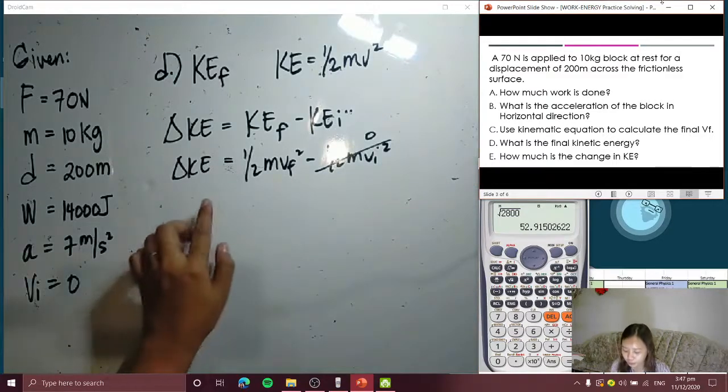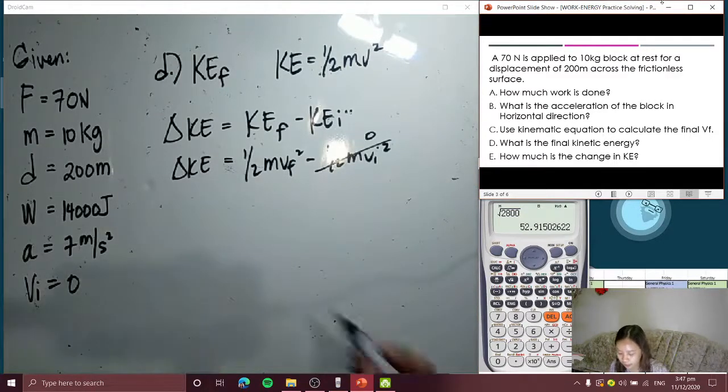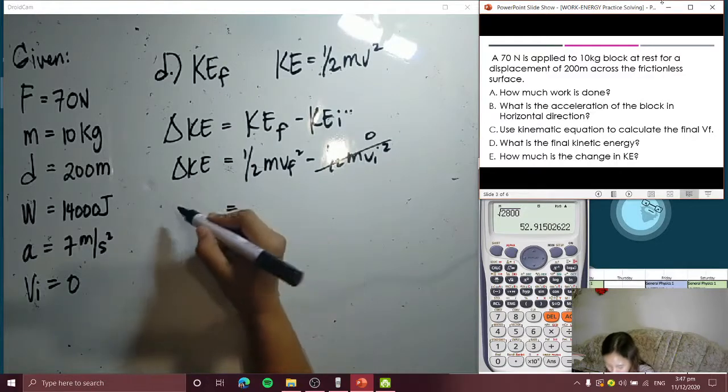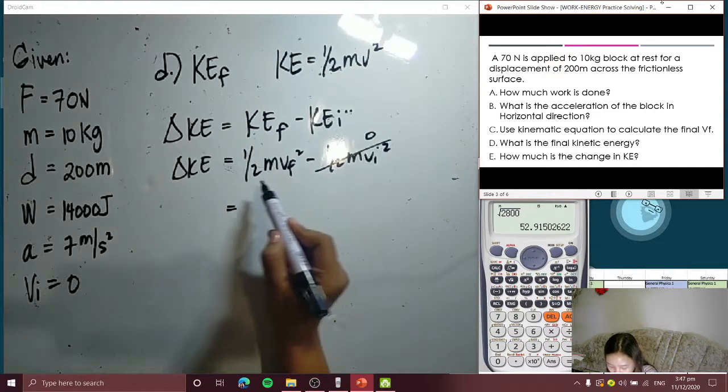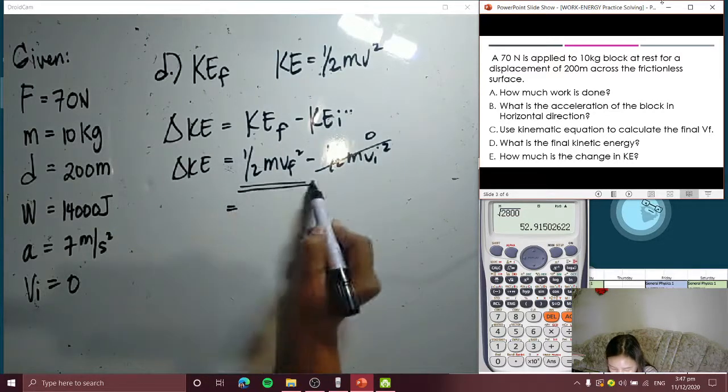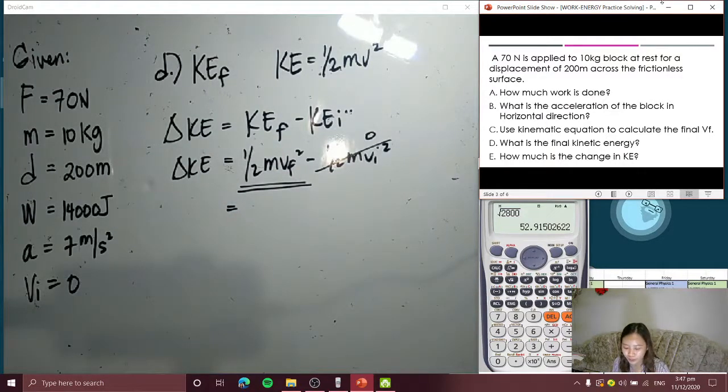So how can we determine the change in KE? So, let us have here, how can we determine our KE final? So, we get the KE final. This is the equation that we will always use.